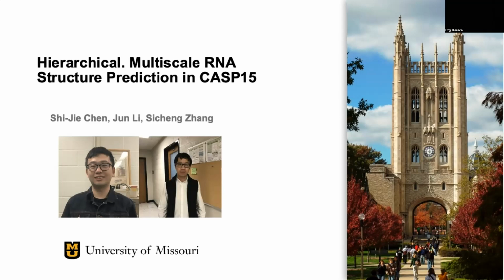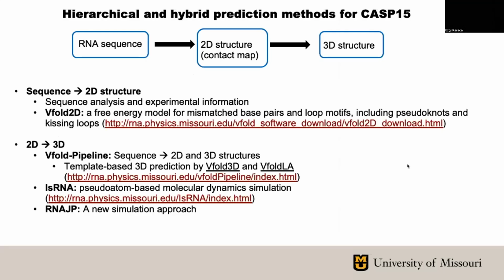As you can see, it's not a machine learning method. The basic strategy is to first get a 2D structure, or in the protein community, we call it a contact map, from the sequence. Then, based on the predicted 2D structure, we predict the 3D structure. It's a combination of a series of different models developed in my lab over the years.